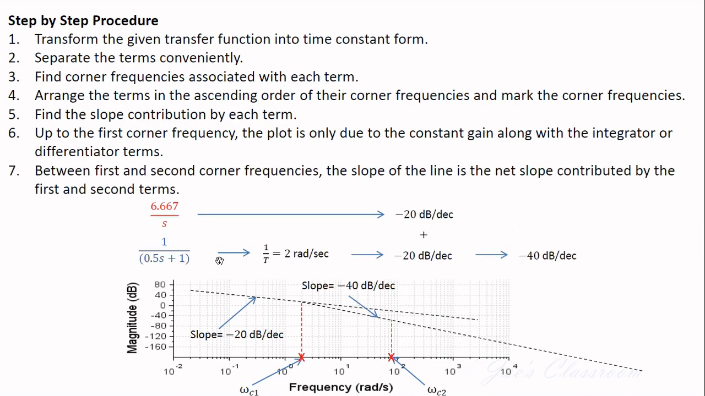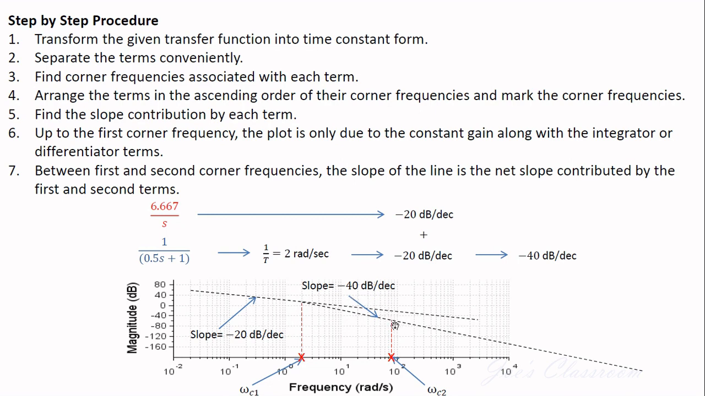Now, between the first and second corner frequencies, the slope of the line is going to be the net slope contributed by the first and second terms. That's what we saw, right? The first term's slope contribution was minus 20, and the second term's contribution is also minus 20. So the net contribution is minus 40. Therefore, from this corner frequency, draw a straight line with a slope of minus 40 decibels per decade.